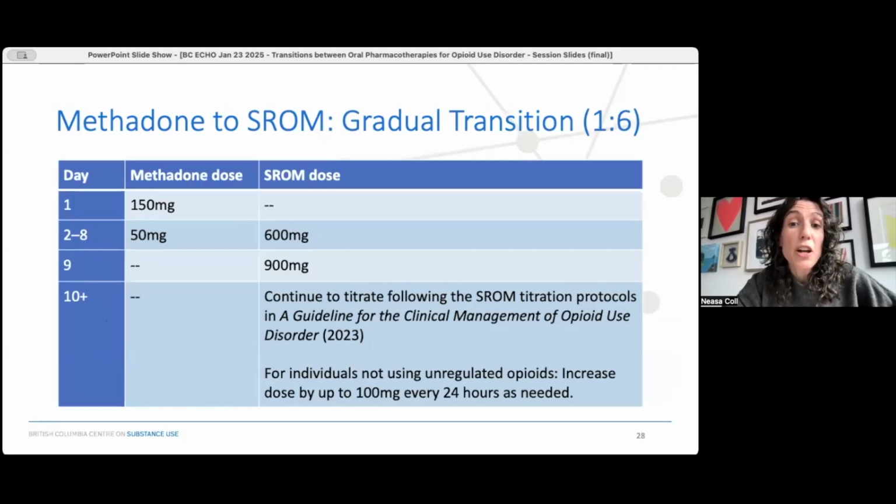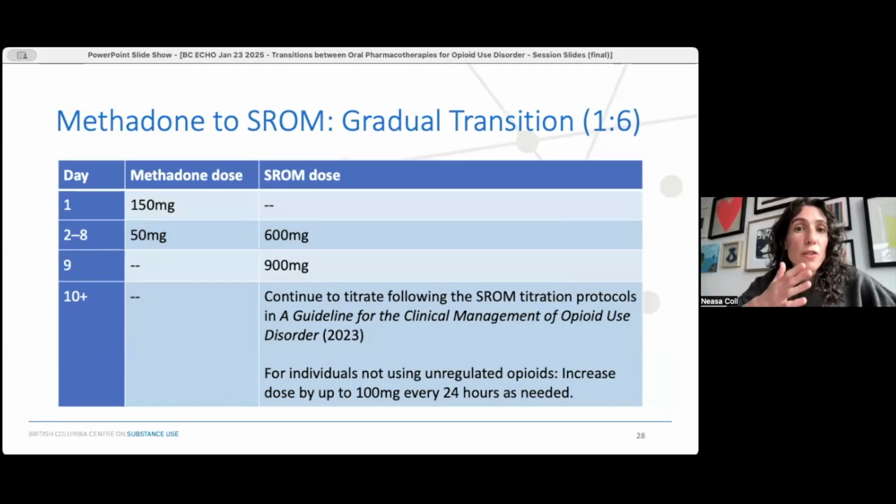So this is someone who's on 150 milligrams of methadone transitioning to SROM, and we'll use a 1:6 ratio of methadone to SROM. So their stable methadone dose is 150 milligrams. And what we're going to do is multiply by 6 to get a target SROM dose of 900 as the equivalent of that 150 of methadone. We'll do a slow transition where we drop the methadone dose by 100, replacing that with 6 times that SROM dose, so 600 milligrams, while continuing the 50 milligrams of methadone.